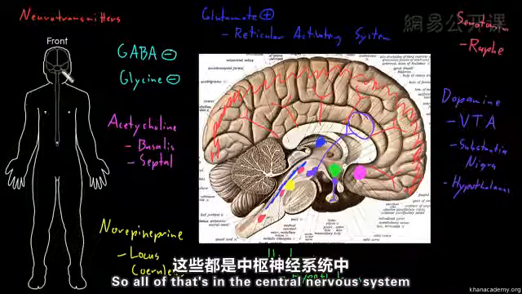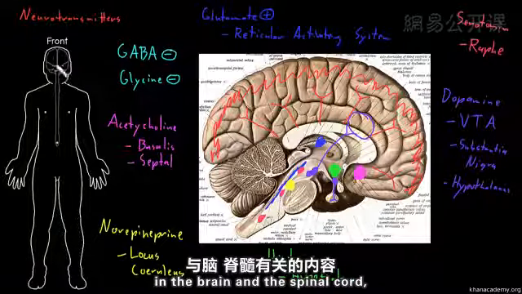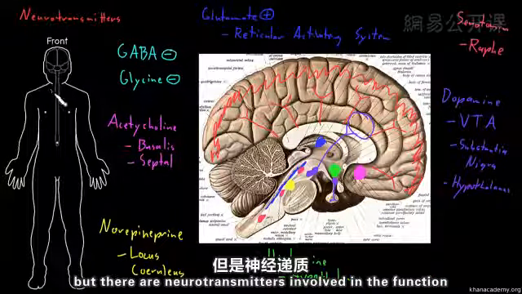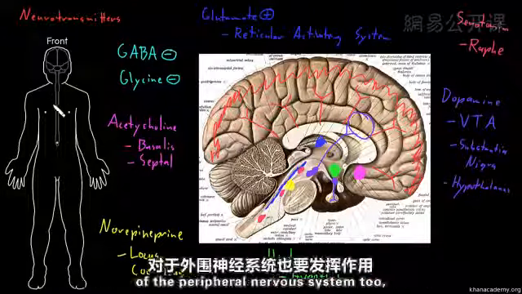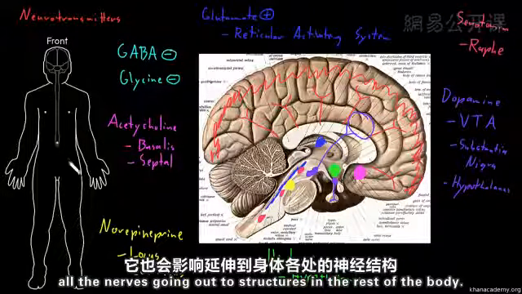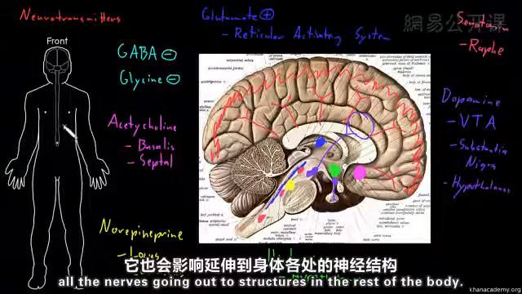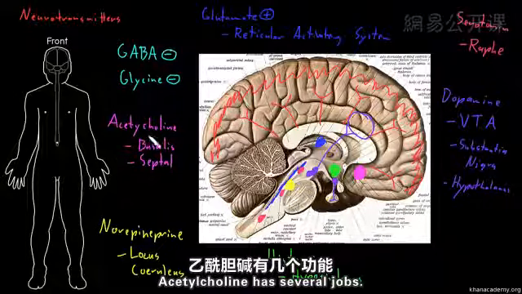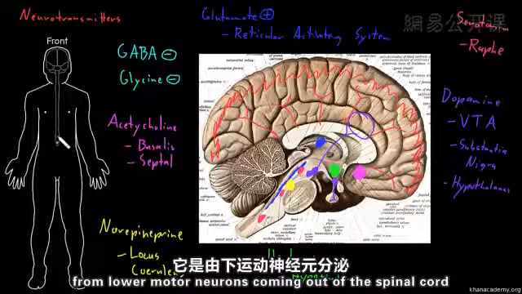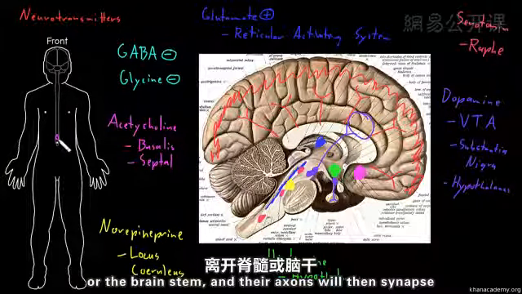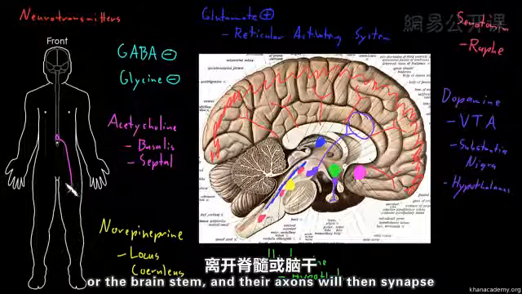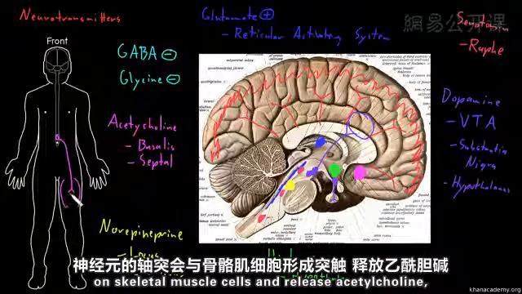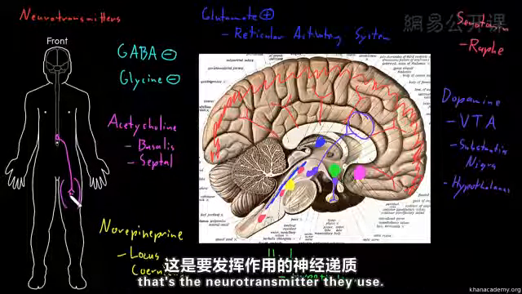So all of that's in the central nervous system, in the brain and the spinal cord, but there are neurotransmitters involved in the function of the peripheral nervous system too, all the nerves going out to structures in the rest of the body. And our main ones there are acetylcholine and norepinephrine. Acetylcholine has several jobs. It's the neurotransmitter released from lower motor neurons coming out of the spinal cord or the brainstem, and their axons will then synapse on skeletal muscle cells and release acetylcholine. That's the neurotransmitter they use.